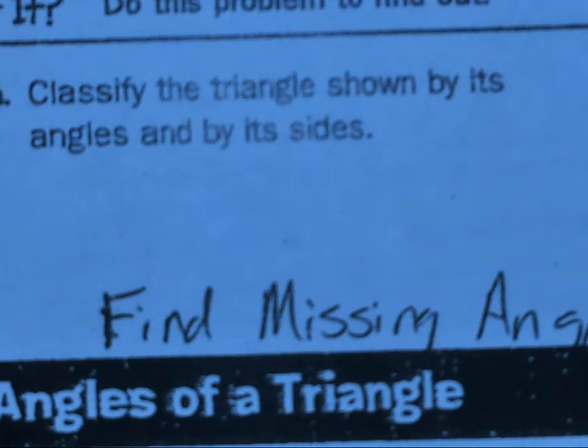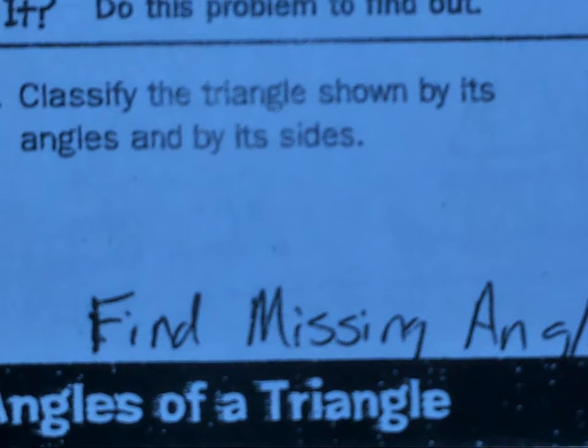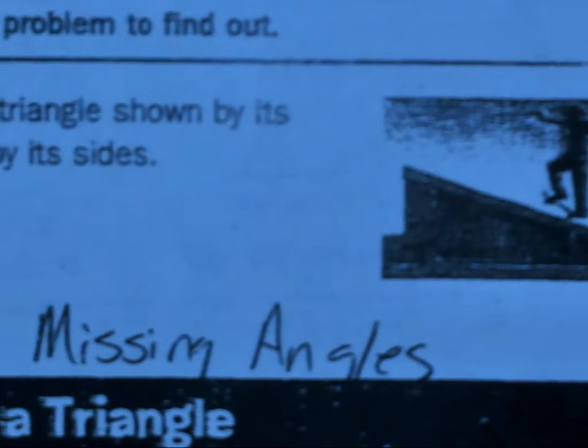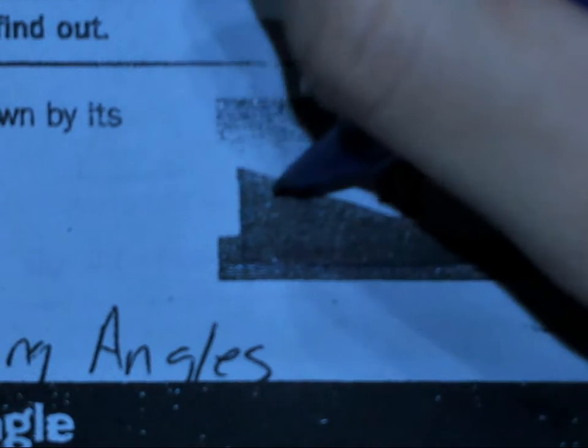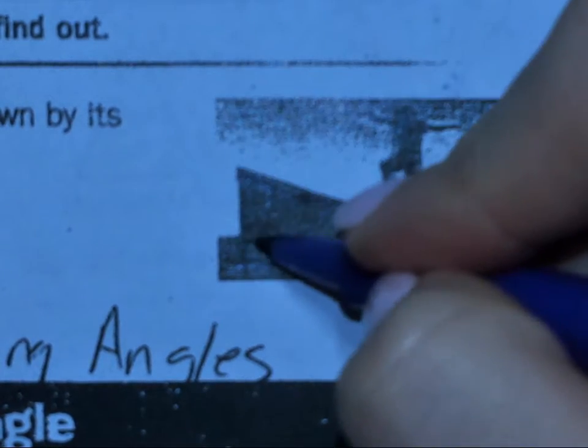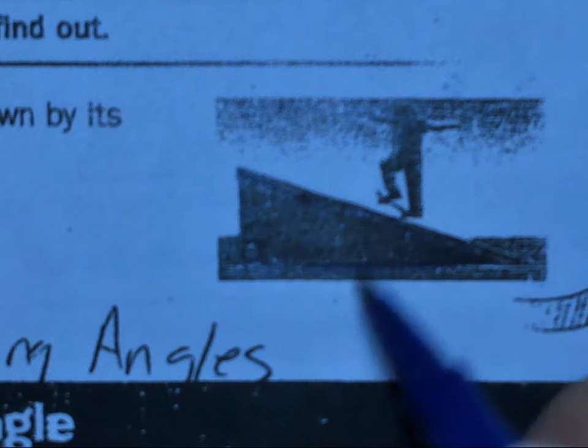Alright, so example B says to classify the triangle by its angle and by its sides. So we are looking at this ramp right here. What do you see in the corner right there? A square. So what is it? That means it's a right angle. Okay. So do I have any tick marks on any of my sides? No. So what type of triangle is it by classifying its sides?